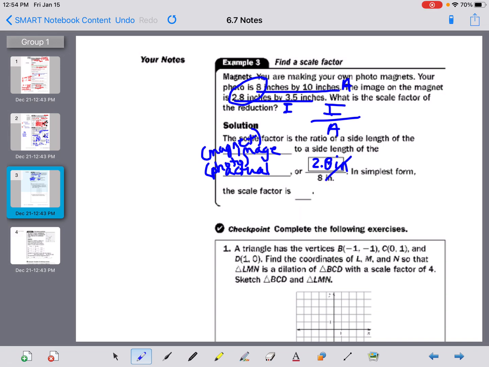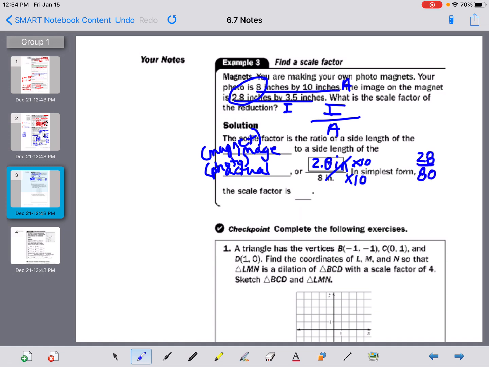And it says I need to put it in simplest form. Am I allowed a decimal in my ratios? No, I'm not. So we talked about this the other week. If I want to get rid of a decimal, I can multiply both the top and the bottom by some form of 10. I'm just going to use 10 because I only need one decimal place. If there were two decimal places, I'd use 100. And I'm going to get 28 on top, and I'm going to get 80 on the bottom.